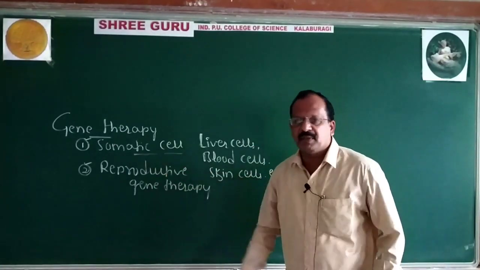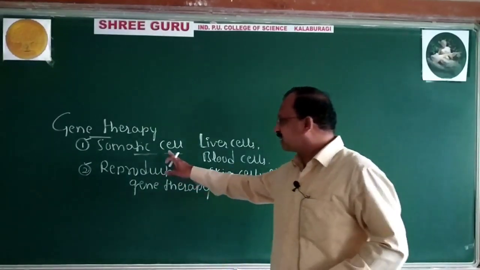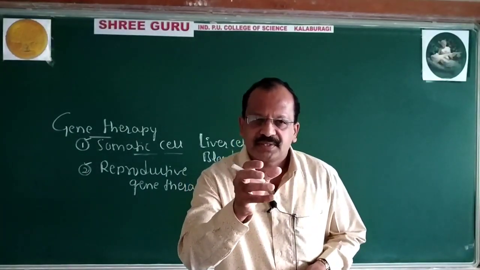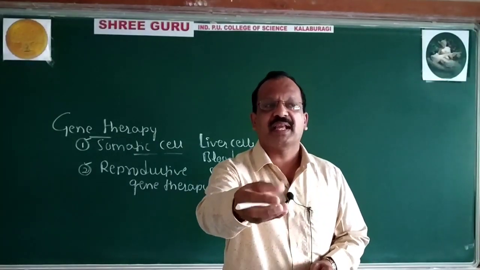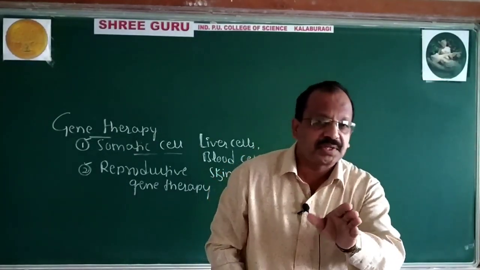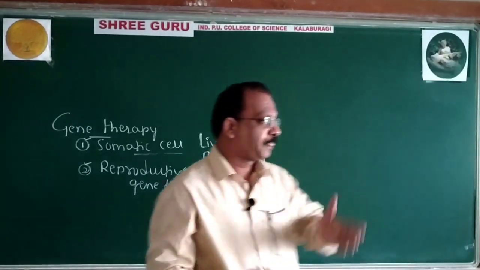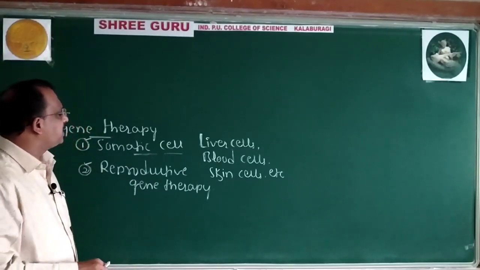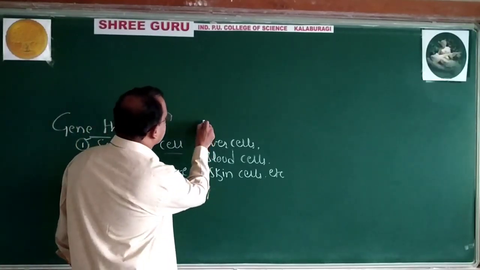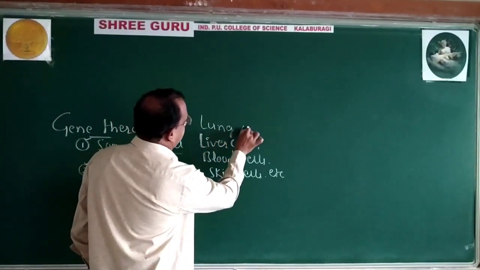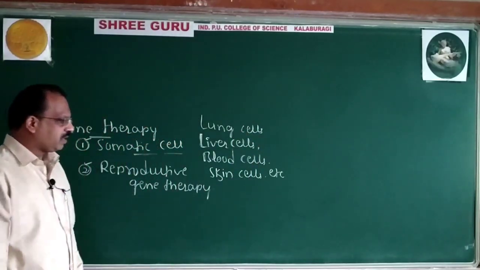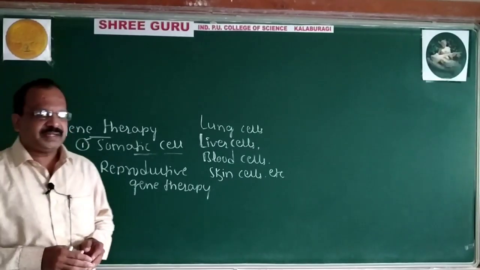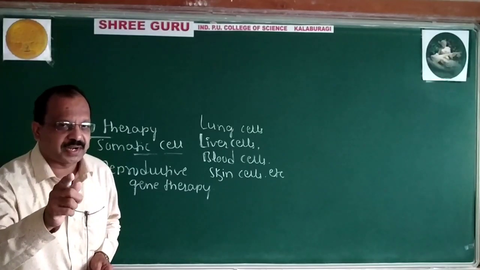And this kind of gene therapy is non-heritable. That is, corrected genes are not transmitted to the next generation. Look over here. In somatic cell gene therapy, functional genes are introduced into the somatic cells. It includes lung cells, liver cells, blood cells, skin cells. This kind of gene therapy is non-heritable.